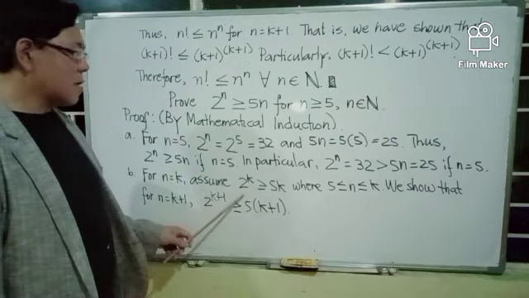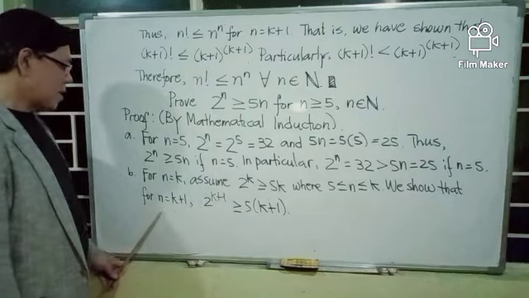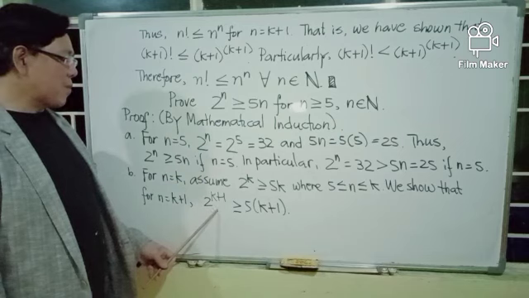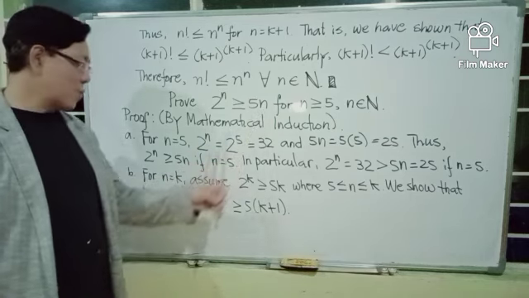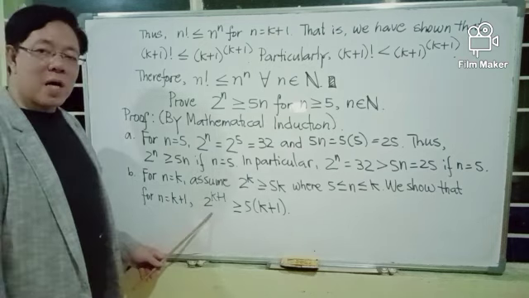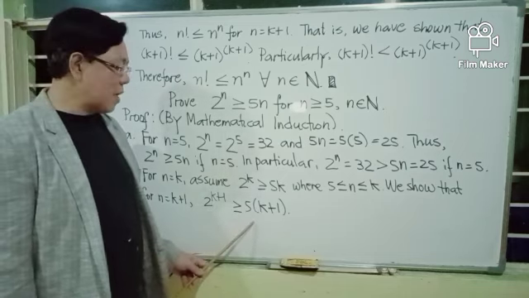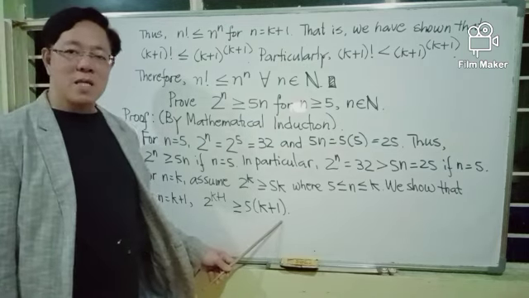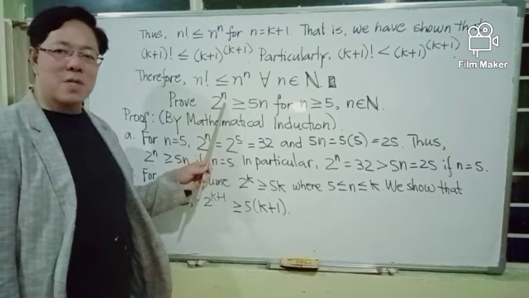And using this induction hypothesis, we show that for n equals k plus 1, now replace n with k plus 1. You get 2 to the power k plus 1 greater than or equal to 5 multiplied by n, replace n with k plus 1, 5 times k plus 1. We want to prove now that 2 to the power k plus 1 is greater than or equal to 5 multiplied by k plus 1. And we obtain this statement from the given mathematical statement for n equals k plus 1.